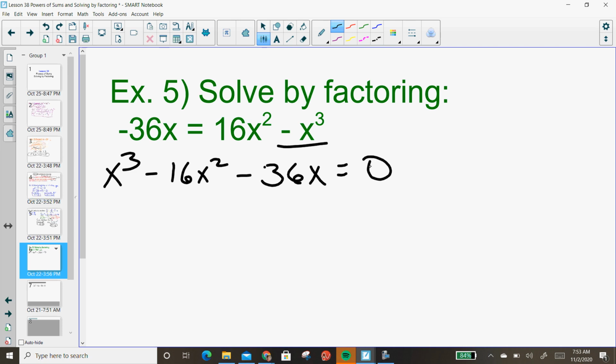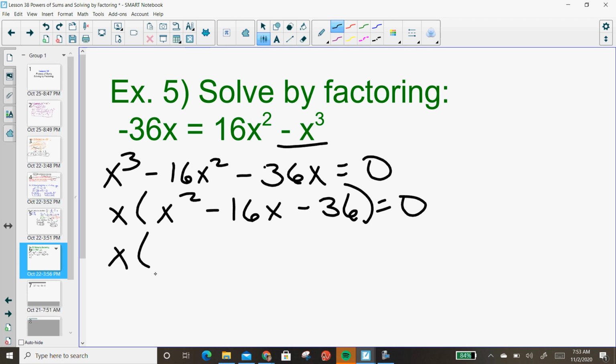First step always needs to be look for the GCF. So what's my GCF on the left? Everybody in class, just say it out loud. So we're going to factor out an x, which means we are then factoring x squared minus 16x minus 36.